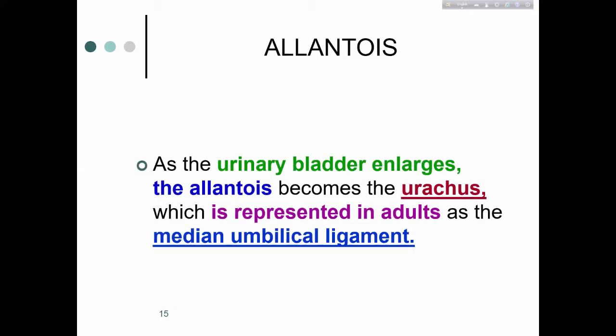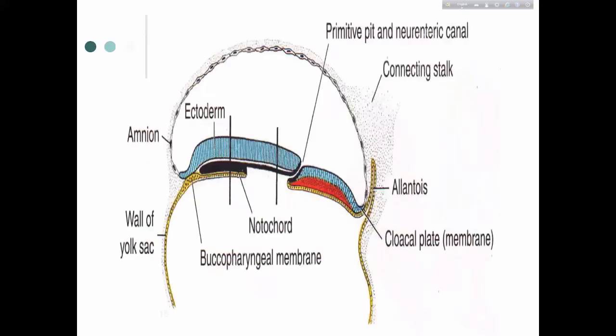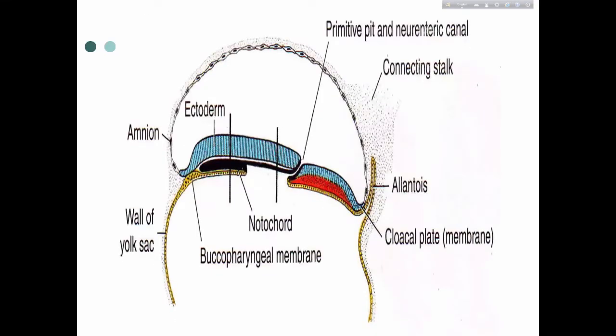And as the urinary bladder enlarges, the allantois becomes the urachus. The name of the allantois changes and becomes the urachus, which is represented in adults as the median umbilical ligament. So this allantois will become the urachus, and later on it will form the median umbilical ligament. I think you know about this median umbilical ligament.